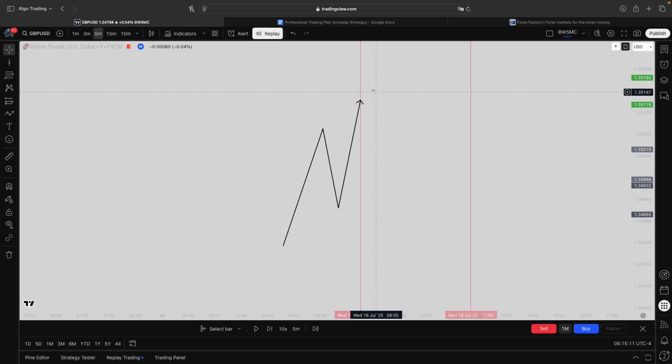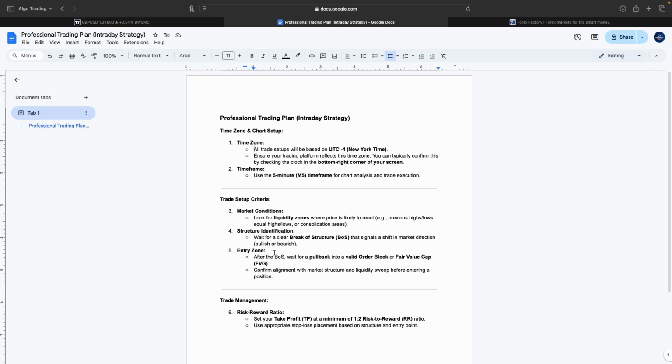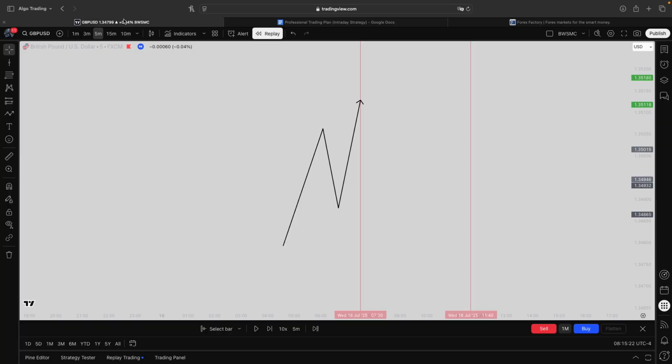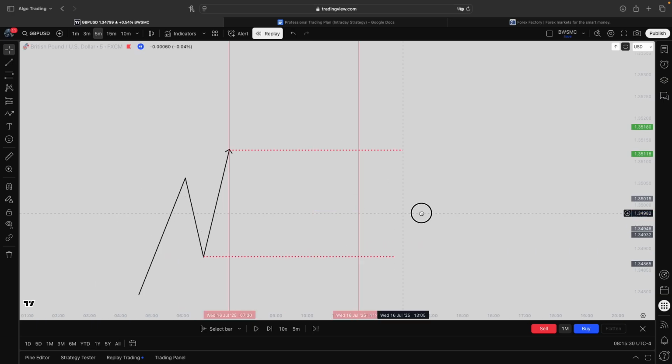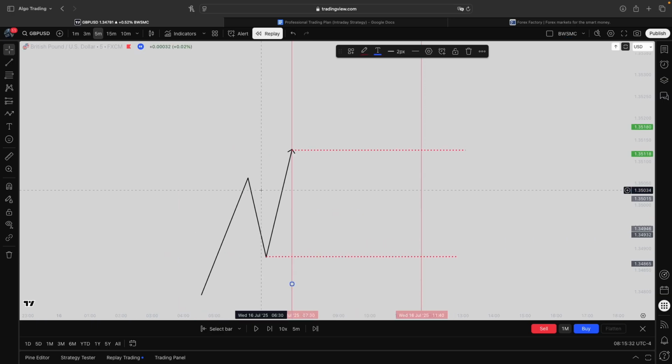Before our trading time, we won't do absolutely anything. So the market conditions we'll be looking for is liquidity zones where price is likely to react off of previous highs/lows, equal highs, equal lows, or consolidated areas. So if we look closely here, you can see this high here can act as a liquidity point, or this low here can act as a liquidity point. And we'll also be doing it before our trading time.